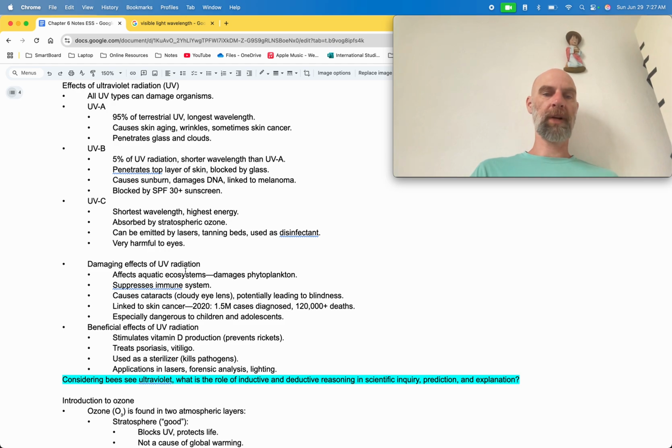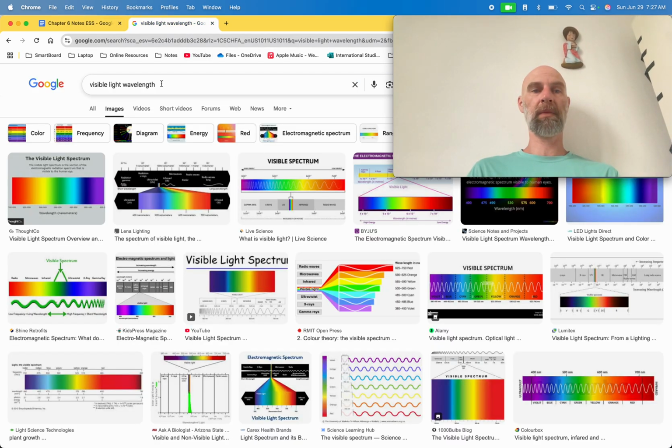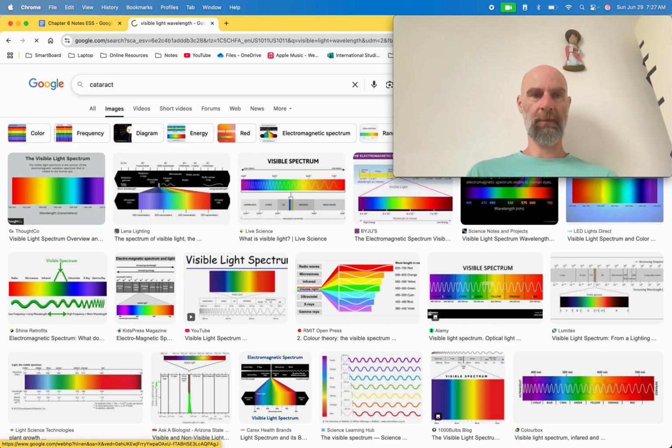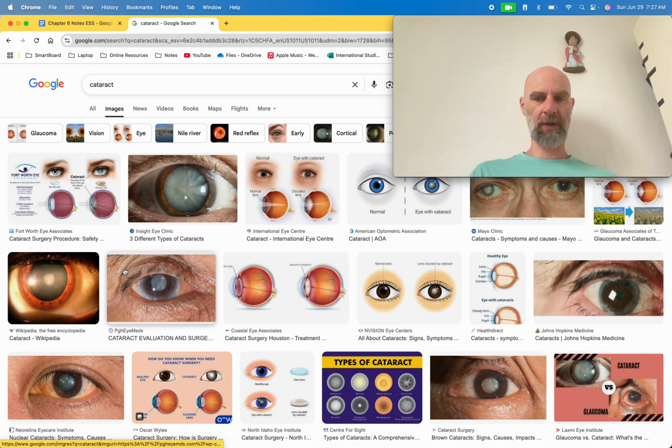So, suppresses immune system. We're going to click on this and just go suppress. There we go. Suppresses the immune system. Causes cataracts, cloudy eyes, potentially leading to blindness. You ever seen cataracts? They're pretty nasty. Sometimes you'll see them on old dogs. Sometimes you'll see them on old people. Yeah, it's that milky white thing on an eyeball. This dude's got it bad right there. So, yep.